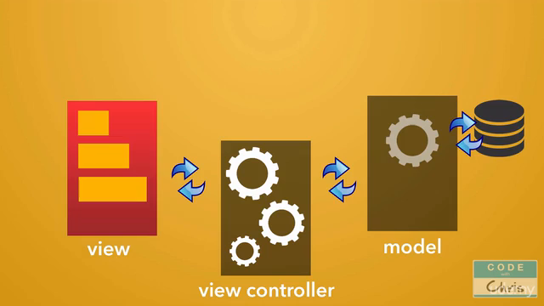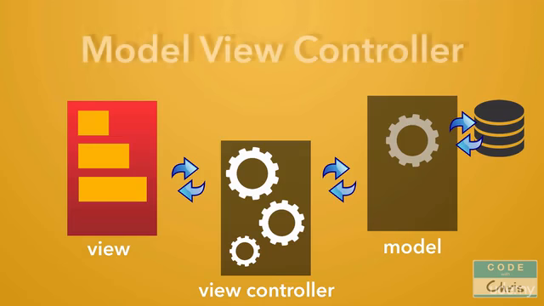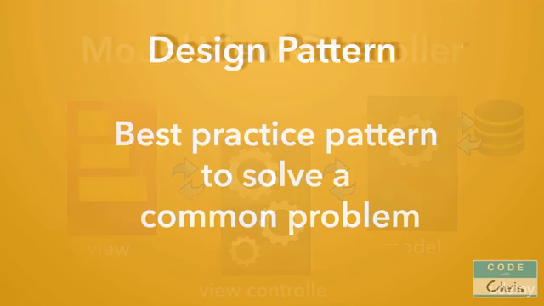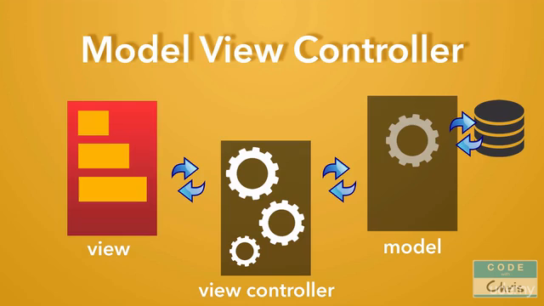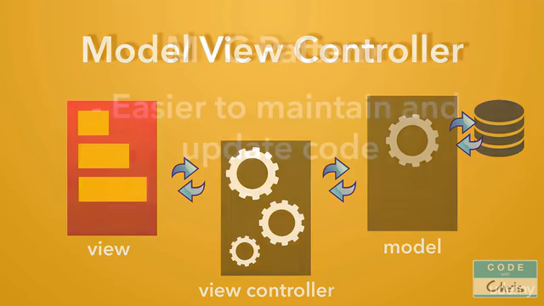Now this division of labor and the way that the communication happens between each component is a well-known design pattern in programming called Model View Controller Pattern, or MVC for short. And a design pattern is simply a best practice pattern or way to solve a common problem. iOS development makes use of this design pattern heavily to structure the way that apps are built. By following this design pattern, it's easier to maintain and change the code in the future if necessary.